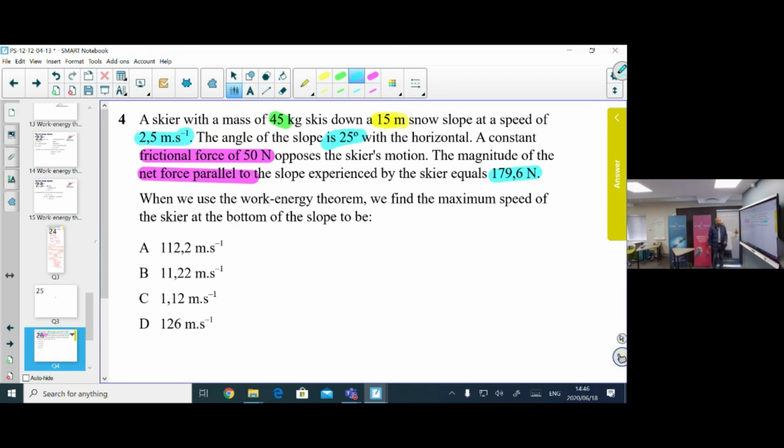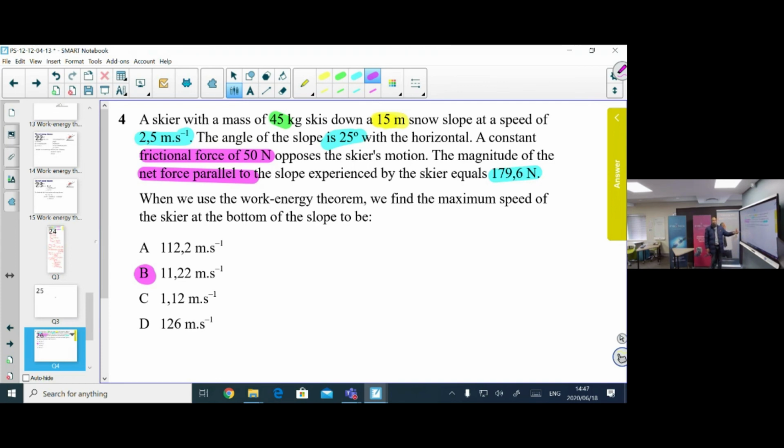When we use the work energy theorem, in other words, we have been guided on which formula you are going to use. That is the work energy theorem. We find the maximum speed of the skier at the bottom of the slope to be. In other words, you have to calculate the final velocity. If you just do this, you are going to get this answer. That is number B. This is your homework. I need you to do it. The answer there is 11.22.